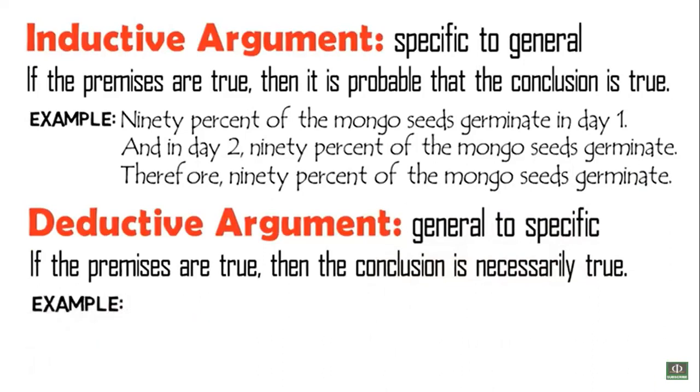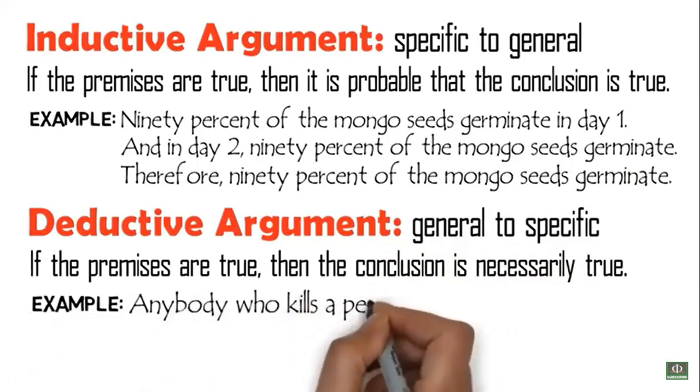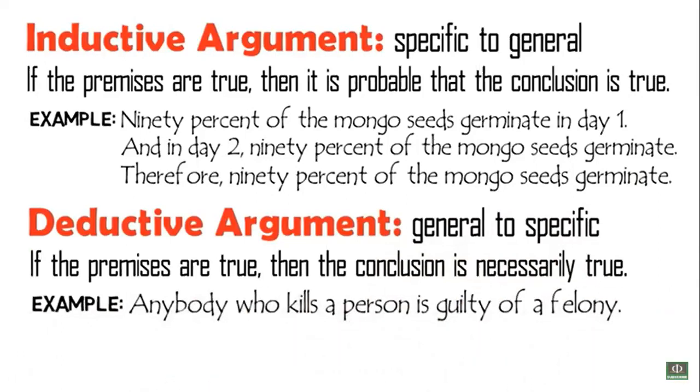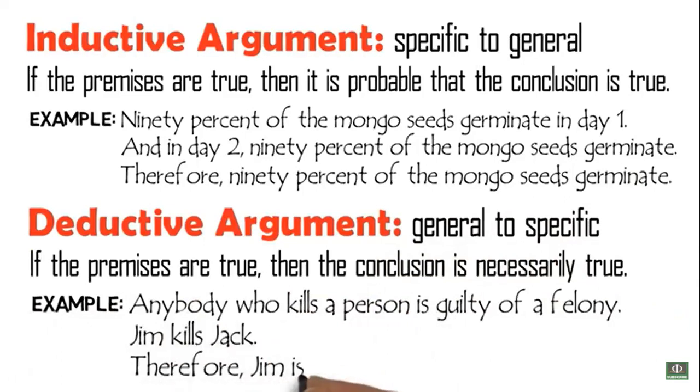Here is an example of a deductive argument. Anybody who kills a person is guilty of a felony. Jim kills Jack. Therefore, Jim is guilty of a felony.